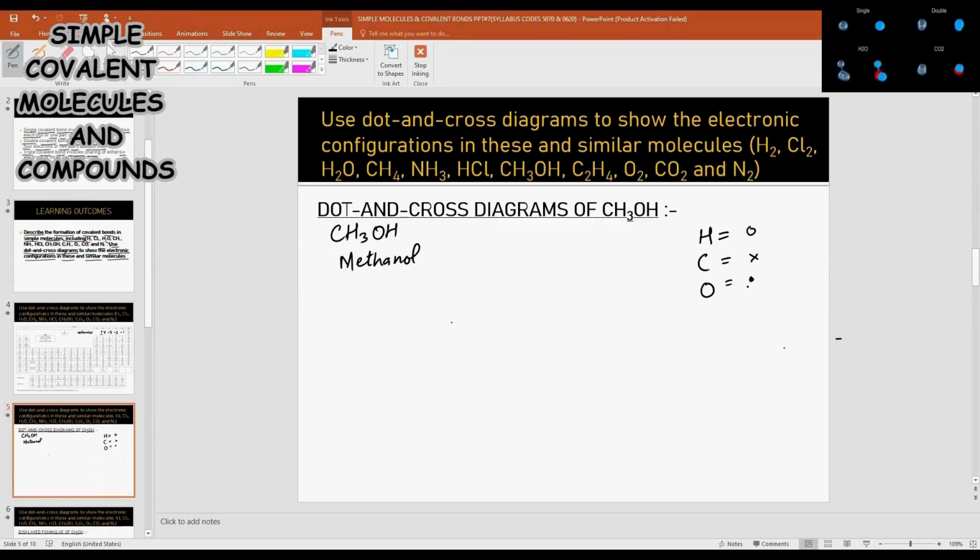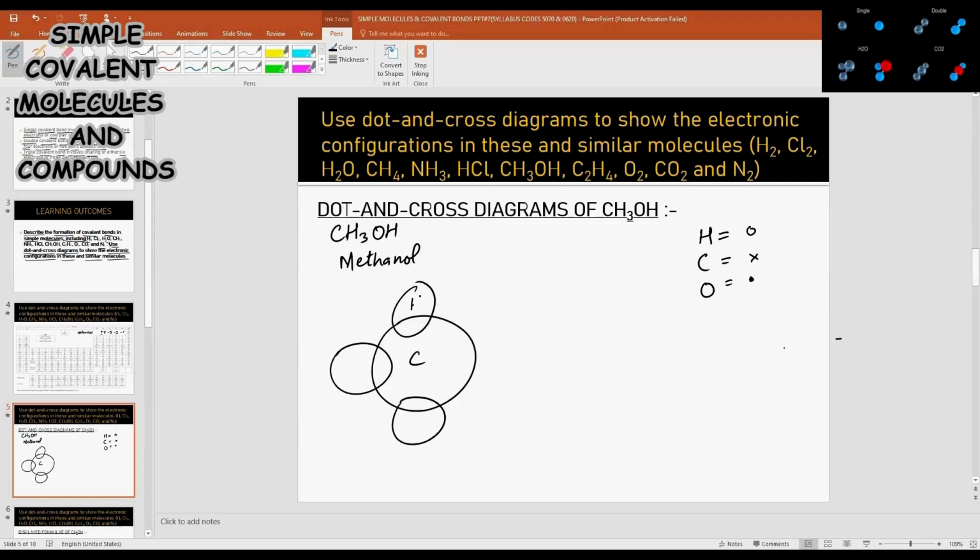We have 1 carbon, 4 hydrogen, and 1 oxygen. But you see 3 hydrogens are attached to 1 carbon. This is a carbon, C, hydrogen number 1, hydrogen number 2, hydrogen number 3. And with this C, oxygen is attached. So we have oxygen here, and the last hydrogen is attached with this oxygen.